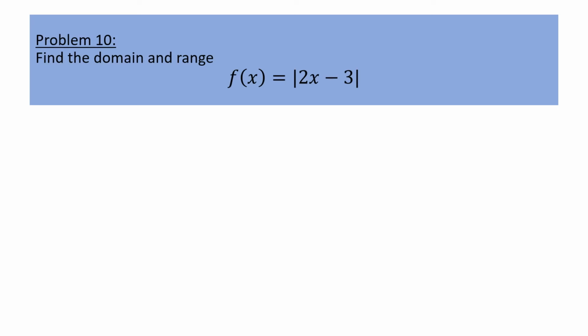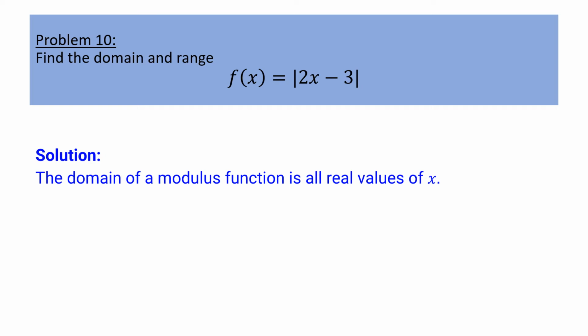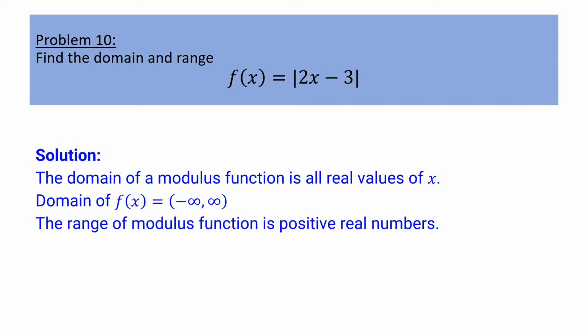In this problem, we are given a function which is equal to the modulus of 2x minus 3, and we are required to find the domain and range of this function. Since this is a modulus function and the domain of a modulus function is all the real values of x, therefore domain of f(x) is also minus infinity to infinity. The range of any modulus function is positive real numbers. Therefore, the range of f(x) is also 0 to infinity.